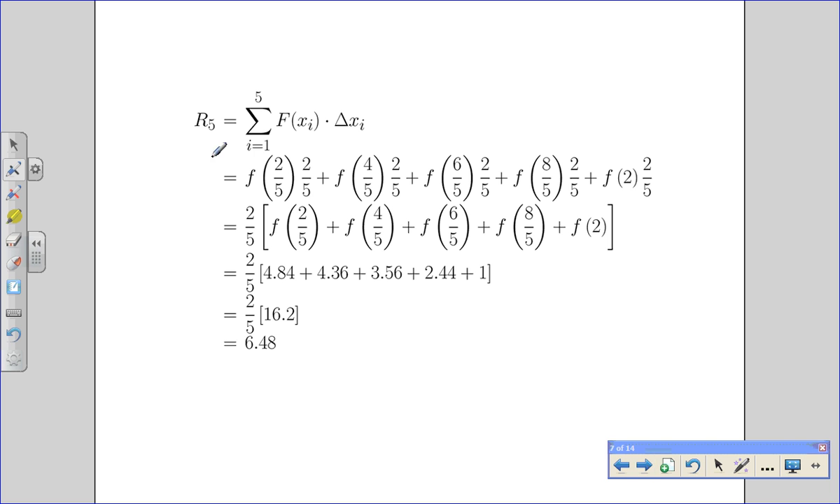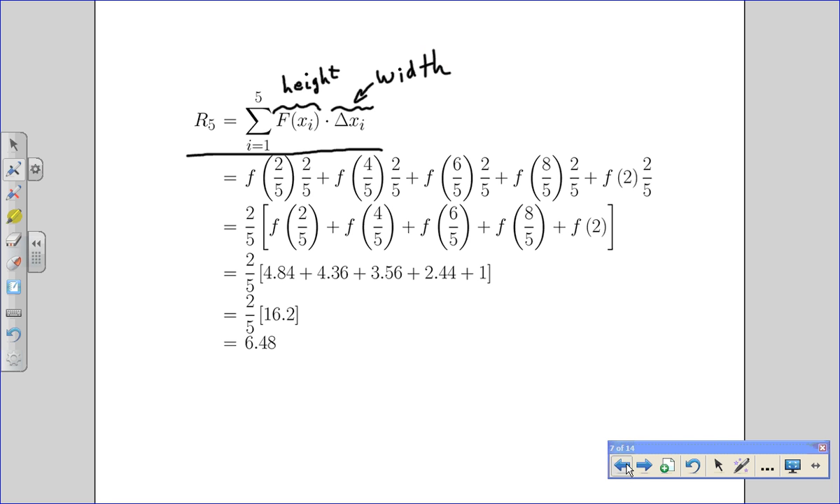Now this notation up here, R sub 5 is equal to, this is the Greek symbol sigma. It means add them up. And what are we adding up? We're adding up 5 pieces, from 1 to 5. This f of x sub i, that's the height. And this delta x, that's the width.